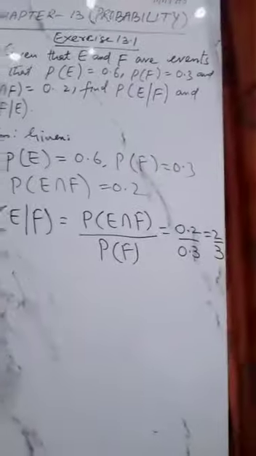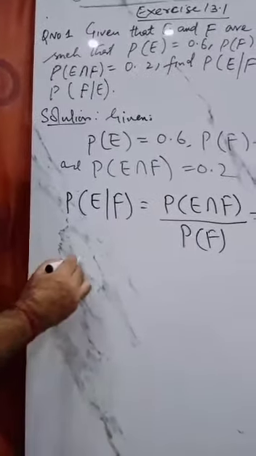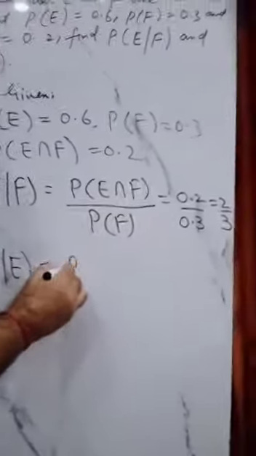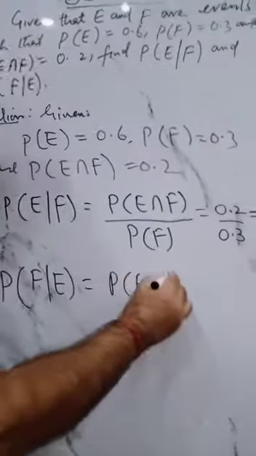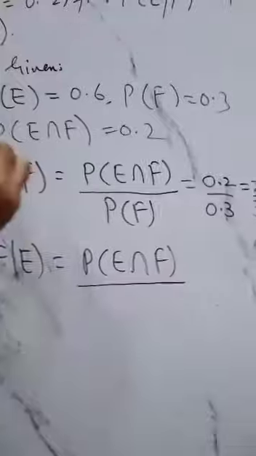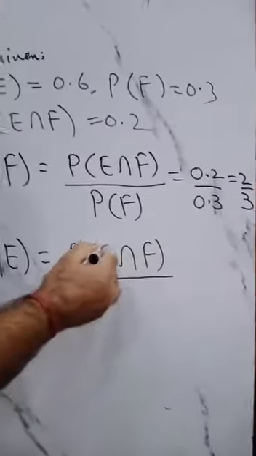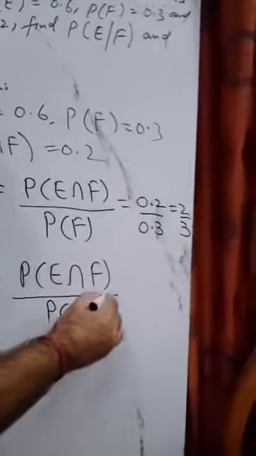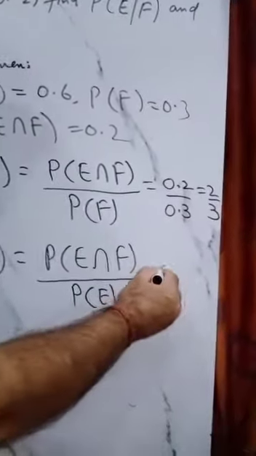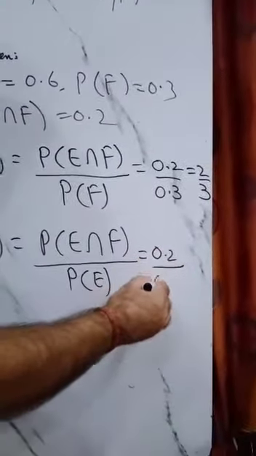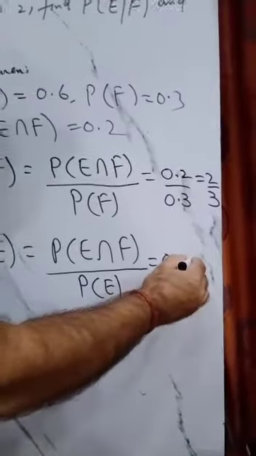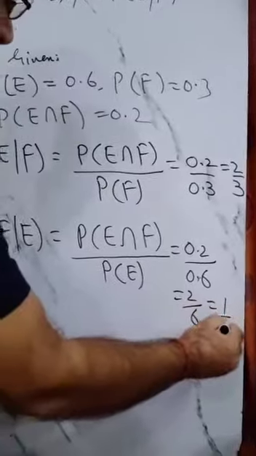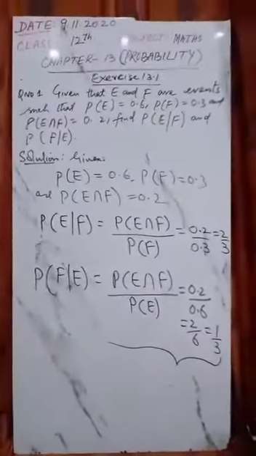Second part, we have probability of F given E. You can write it again as the probability of the intersection of events E and F divided by the probability of E. So we have 0.2 upon 0.6, which can be written as 2 upon 6, that is 1 upon 3. Very simple.